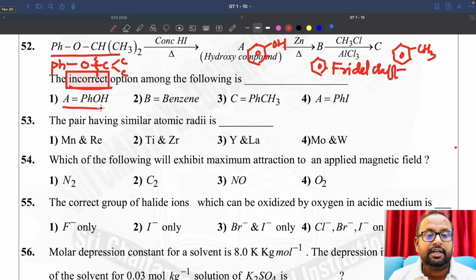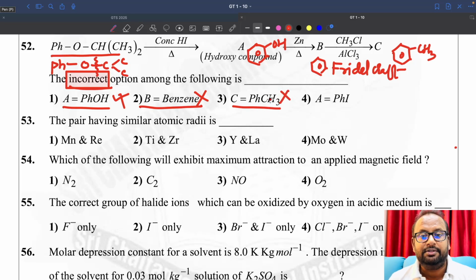A is phenol, this is a correct option, this is not our answer. B is benzene, absolutely correct, so this is not our answer. C is toluene, A and B are correct, this is not our answer. And what is it saying? A is phenyl iodide. No, this is incorrect, and of course this is our answer.